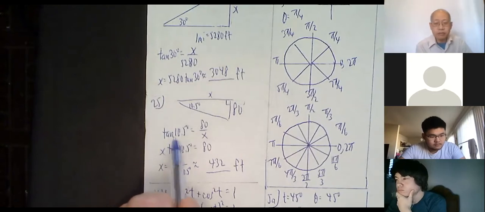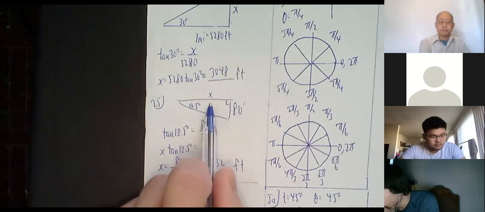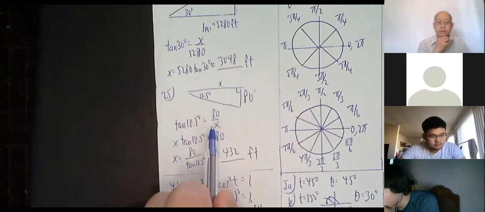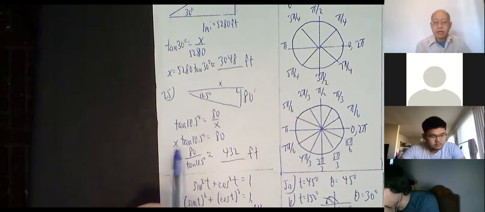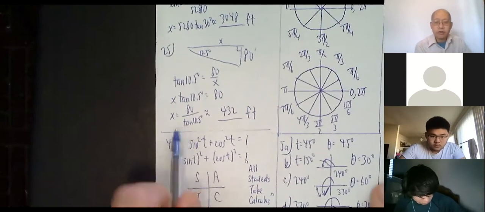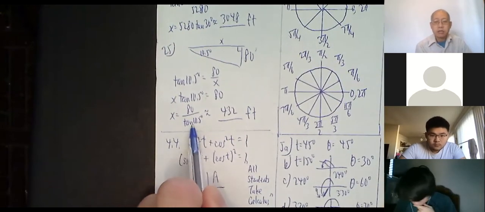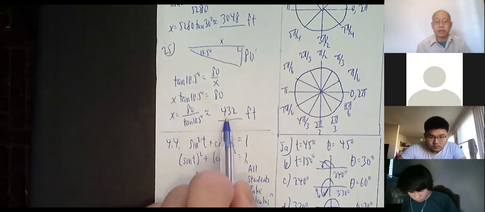So tangent of 10.5 degrees is 80 over x. Multiply both sides by x. x tangent of 10.5 is equal to 80. Divide both sides by tangent 10.5. So x is equal to 80 over tangent 10.5 degrees. Punch it in your calculator, it's about 432 feet. So the fire is about 432 feet away.